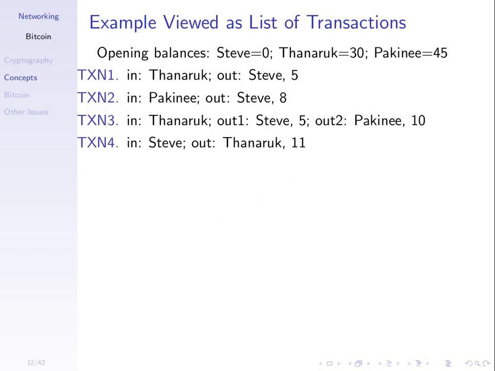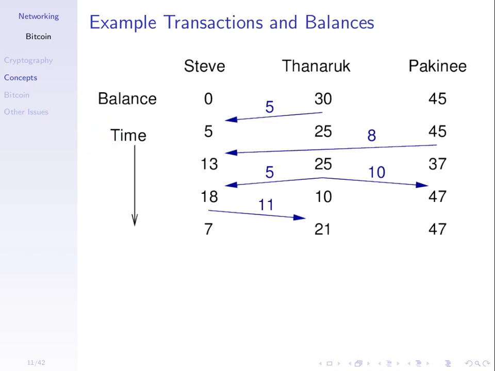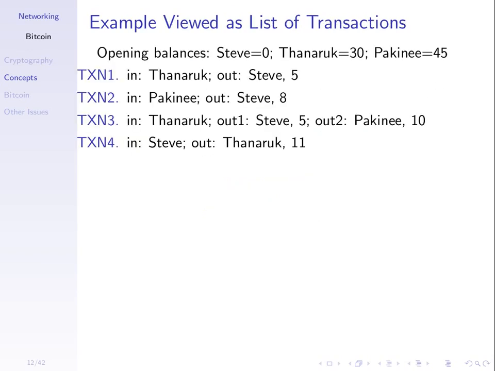We'll see that Bitcoin looks at transactions, so we could present this information from a transaction point of view. Look at the blue lines. 5 from Tanarak to Steve. I could write that as a transaction 1, TXN, meaning transaction. In was Tanarak, that was the input account. Out, it went out to me, the amount was 5. So I just summarise that transaction.